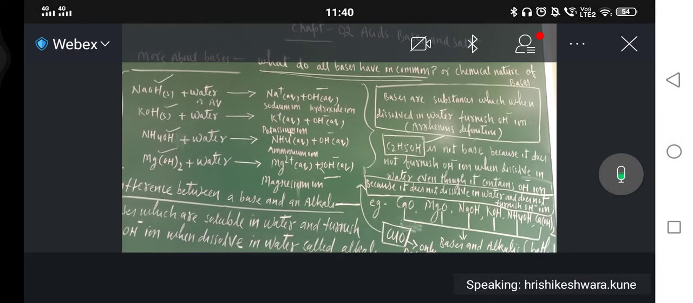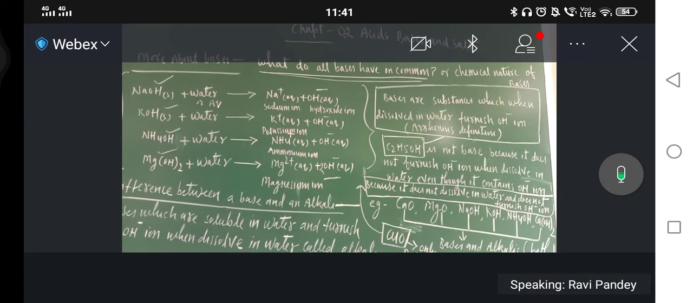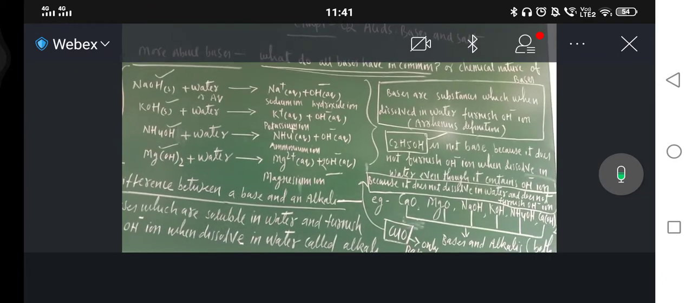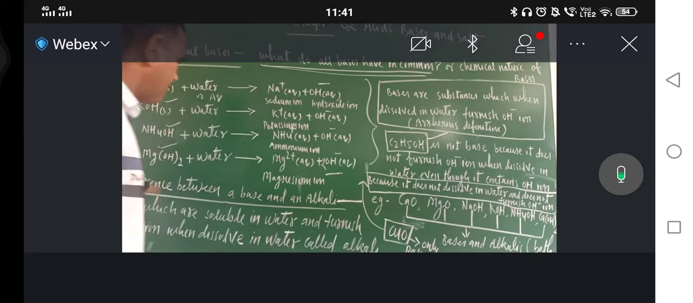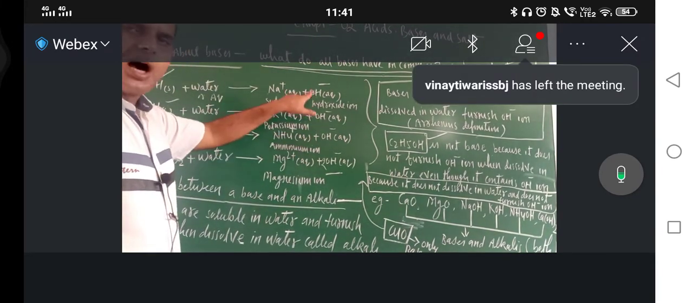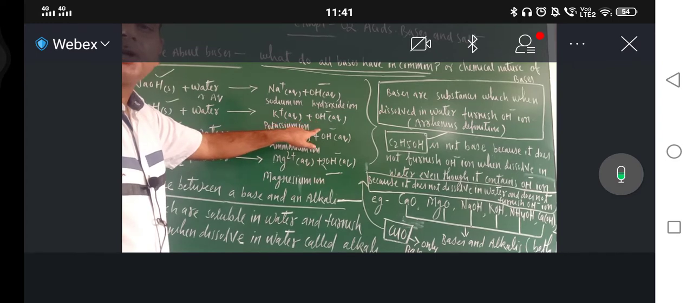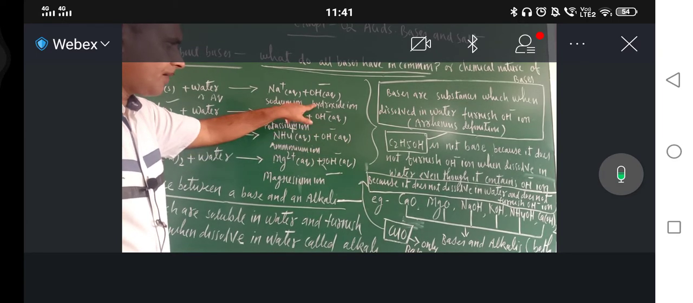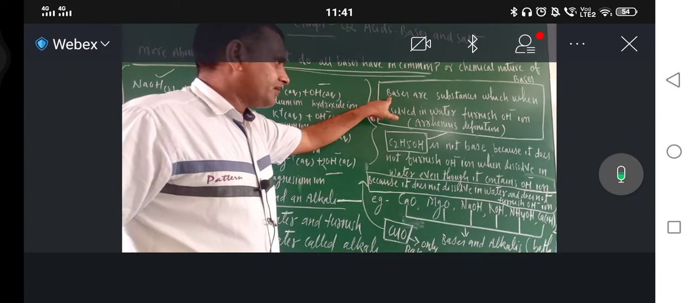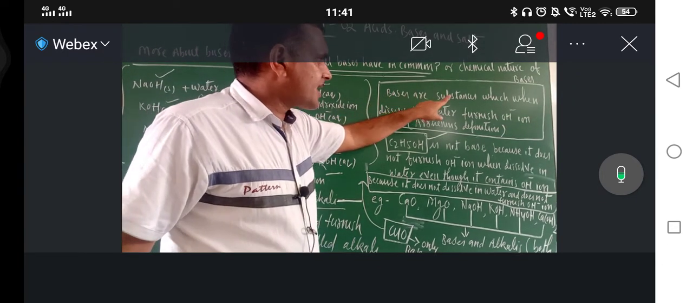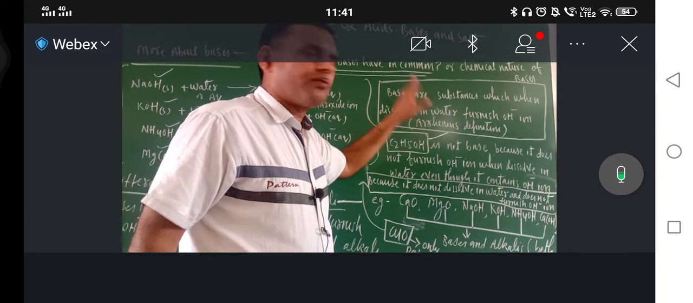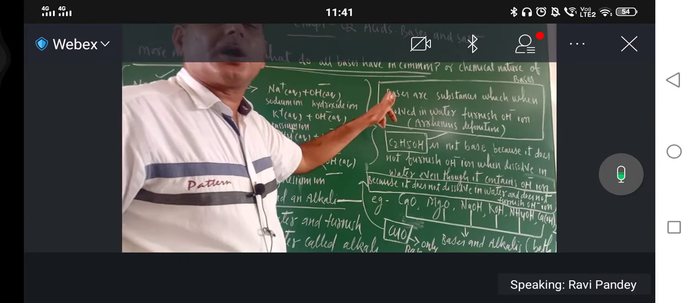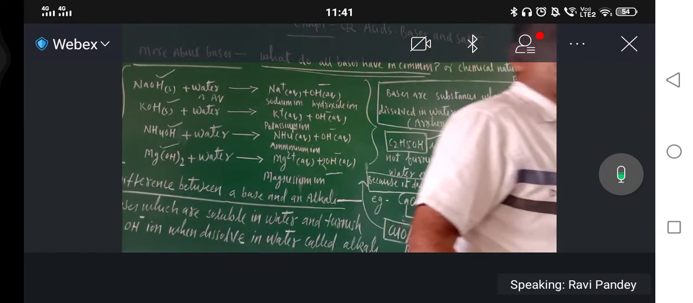So what is common in all bases? In all these compounds, all are furnishing OH negative ion, that is, the hydroxide ion. So what is the common definition of bases? Bases are substances which, when dissolved in water, furnish OH negative ion. This is the definition according to Arrhenius. Arrhenius is the name of a scientist.